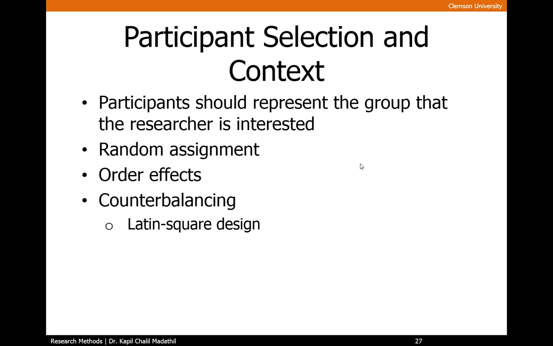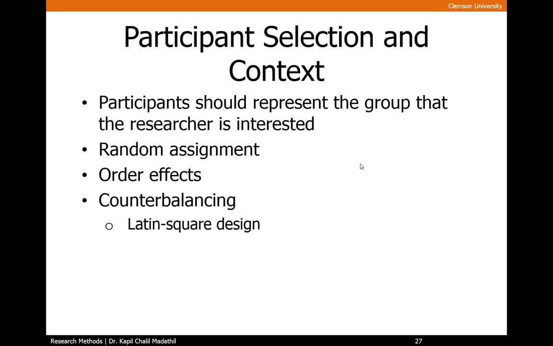A key thing to keep in mind when you're selecting the participants and context is that the participants should represent the group that the researcher is interested in. One way to make sure all groups are equivalent is to take an entire set of subjects and randomly put them in one of the experimental conditions. That way, on average, if the sample is large enough, characteristics of all the subjects will even out across the groups. And this procedure is called random assignment.